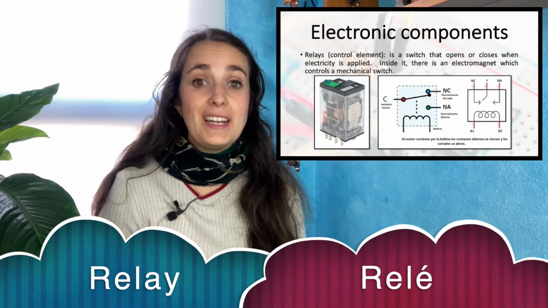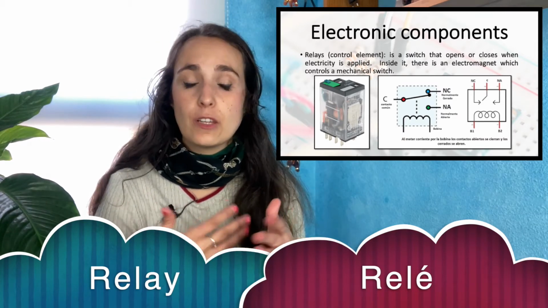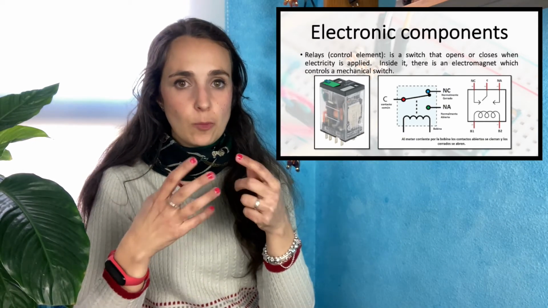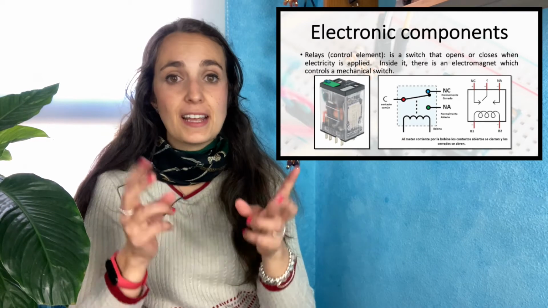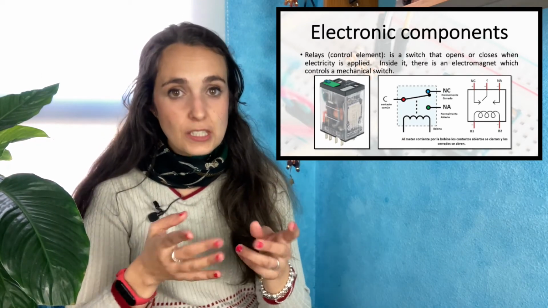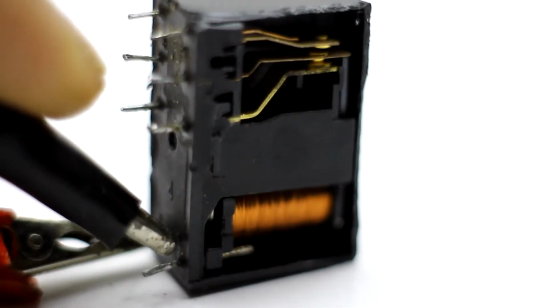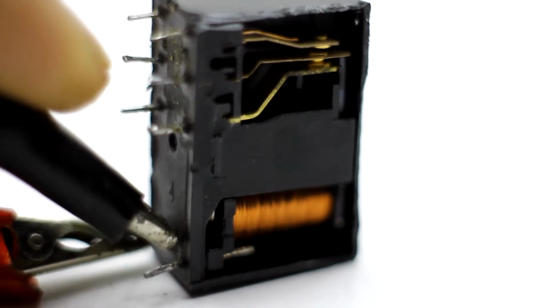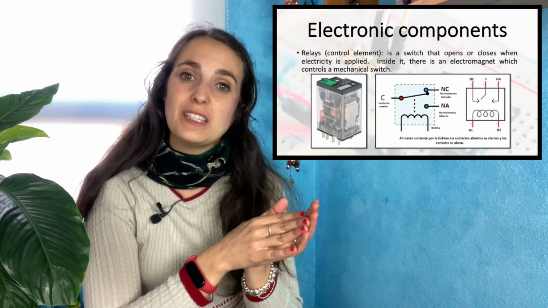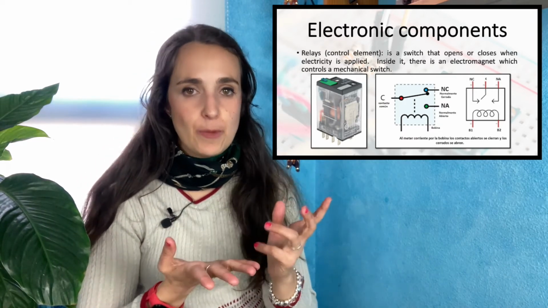Then we have relays that are like switches that can turn on or off different parts of electronic circuits. Inside they have a copper coil that applies a magnetic field. It's like a magnet and it moves, and inside there is a mechanical switch that will open and close the circuit. I'm telling you this because we will see another example which is a little bit different to relays in the future. So just take it into account and remember it later.